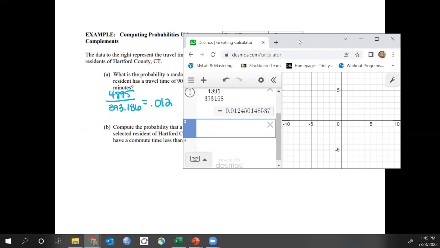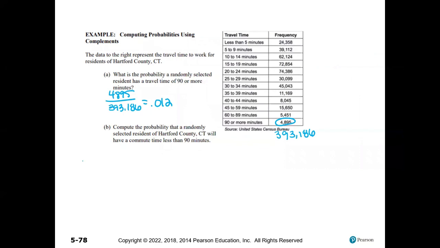So that's all the other ones. Do I want to add up all the other ones? No, I'm going to subtract my result from one. Figure out how much is left. So if 0.012 have a travel time of 90 or more, the remaining 0.988 do not.